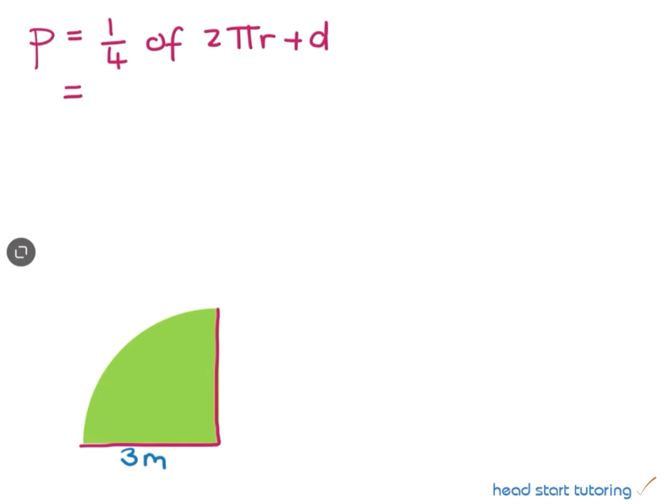Whenever we're working out the perimeter of any fraction of a circle, we will always work out the fraction of the full circumference and then plus diameter. So this over here, a quarter of 2 pi r, will give us what this curved bit here will be. And that's why we have to add diameter at the end, because it's not just this curved bit that we are looking for. We are also looking for what these two straight lines are, which we know are 3 and 3 there.